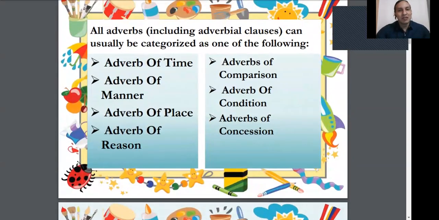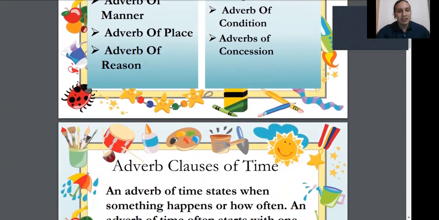All adverbs, including adverbial clauses, can usually be categorized as one of the following: adverb of time, adverb of manner, adverb of place, adverb of reason, adverbs of comparison, adverb of condition, adverbs of concession, right? So don't get too confused. There's a lot of information that we're going to cover. Don't forget that there are some main focuses that we're going over here in the book. And even though the explanation is a little long, once we start seeing the examples, once we start writing it down and practicing, it becomes a whole lot simpler. So please stick with me, right?